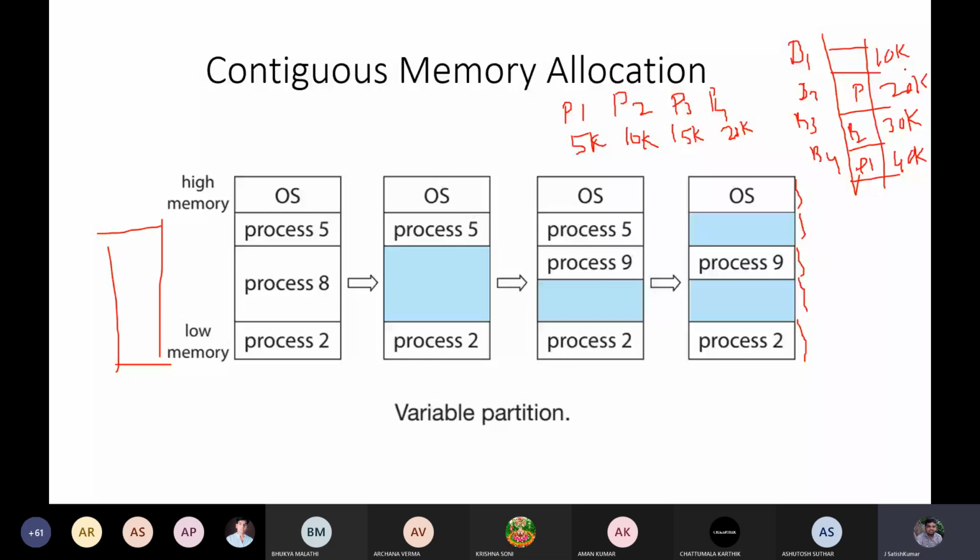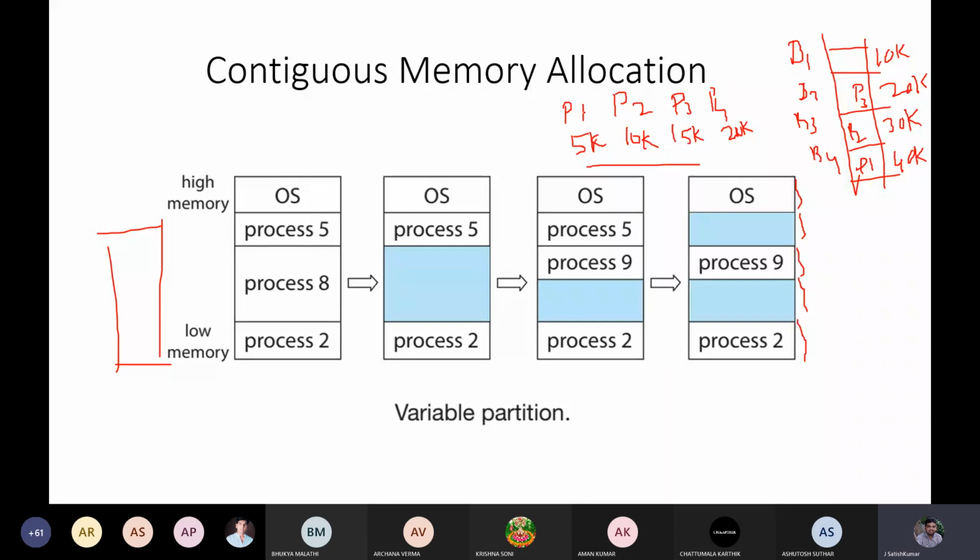P4 needs 20 kilobytes, but the only available space is block 1, 10 kilobytes, which is not enough. So it will not be allotted. You have to keep waiting until one of P1, P2 or P3 finishes its job. Until then, P4 cannot be allocated. So in which order the processes should be allocated to which holes or blocks is again a big problem. When it is continuous memory allocation, which means the entire process must be allocated completely to a particular block, it will create a problem.